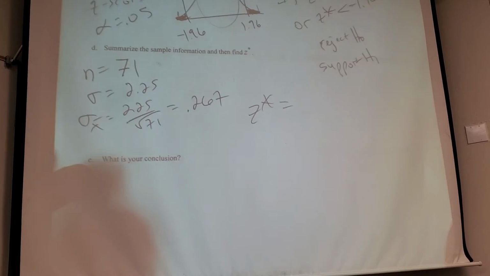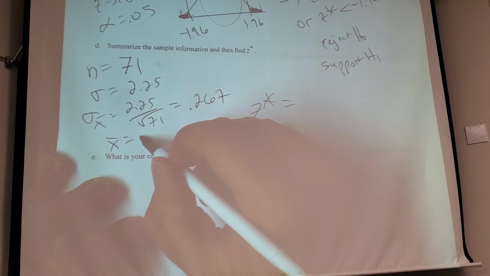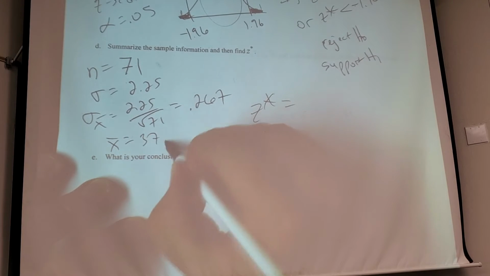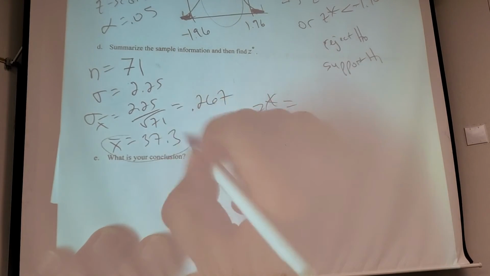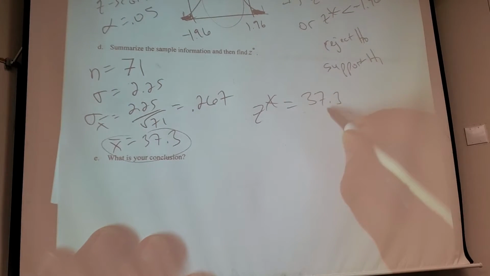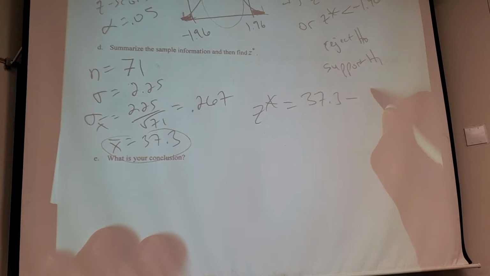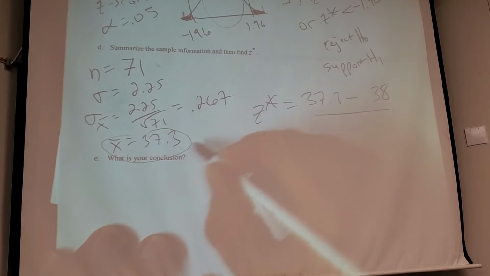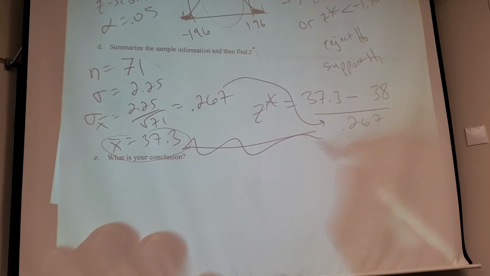What's the data? Oh, did I even write it down? I haven't written it down. What's X bar? 37.3. So make sure that you see where I'm getting all that from. So what we found, we found 37.3. So our data minus the supposed middle, what are we supposing the middle to be? 38. Divided by the correct spread, 0.267. Go.